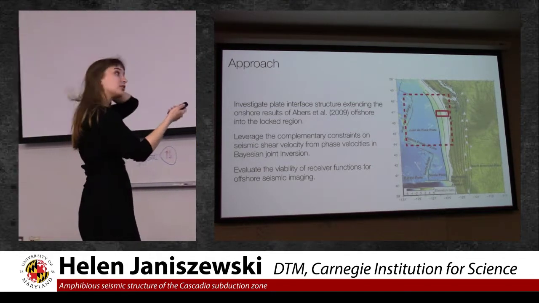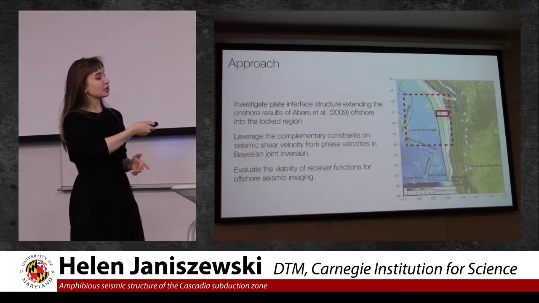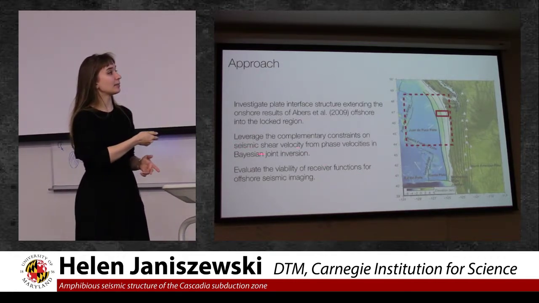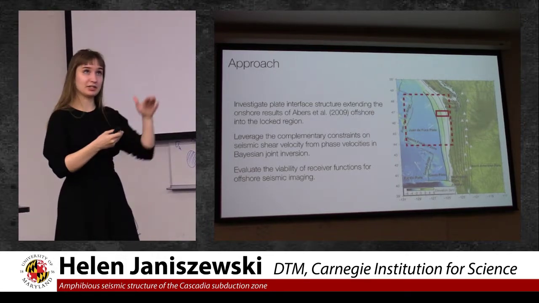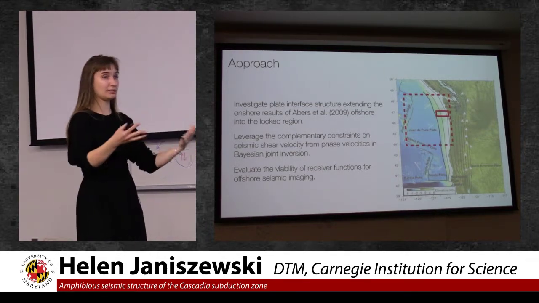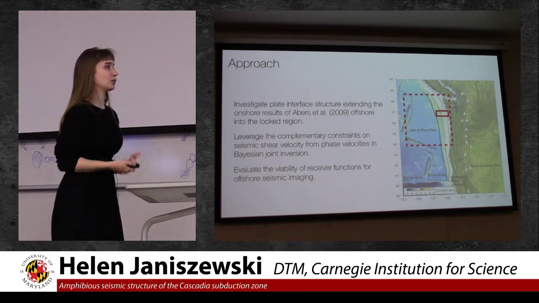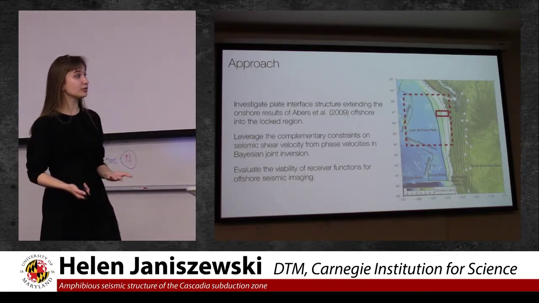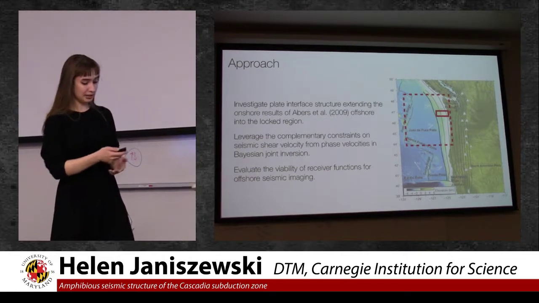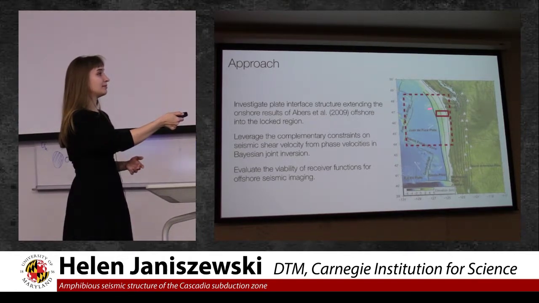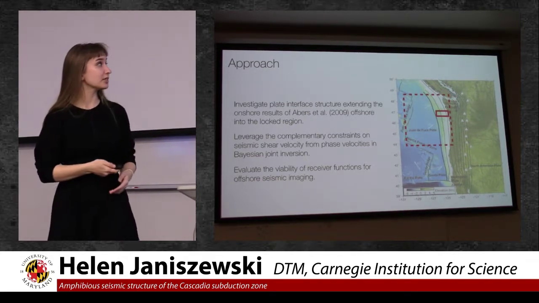And it's also useful because we can leverage complementary constraints from the surface wave seismic shear velocities in a Bayesian joint inversion, since the previous result gives us this average constraint, and this gives us a constraint on abrupt boundaries. We can put them together in a joint inversion. And just another side aspect of this research was also generally evaluating the viability of using receiver functions for offshore seismic imaging. It's been very, very challenging in the past. So demonstrating where we have successes and where we don't was another point of interest.